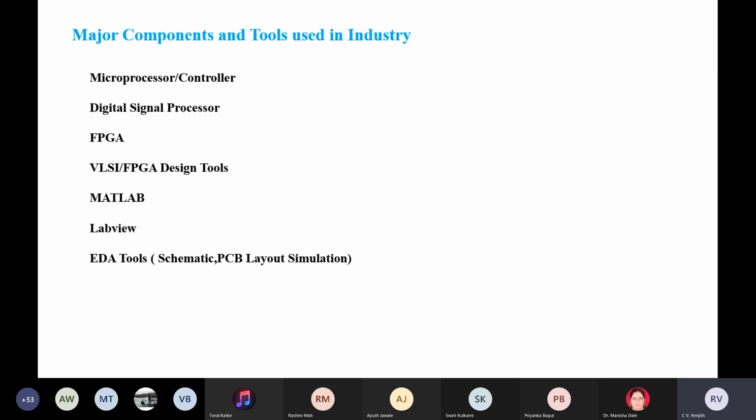So now let us talk about the components and tools used in industry. As I told you, the microprocessor, DSP, and FPGA are the building blocks of any product. So you must know all of that, and you need to know other tools as well. I'll talk more on that.